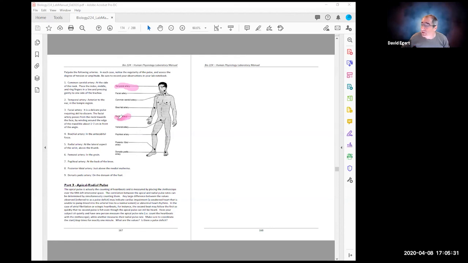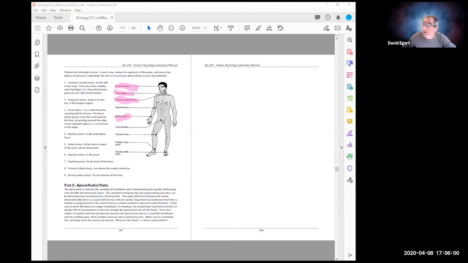The radial artery, that's the one you're all super used to. It's near your thumb. The radial artery is on the thumb side of your hand. You can feel it thumping. Carotid artery, the one supplying your head and your brain, you can feel on the side of your neck. That one's pretty easy. We did that in the blood pressure lab. Some of the other ones get trickier and trickier.